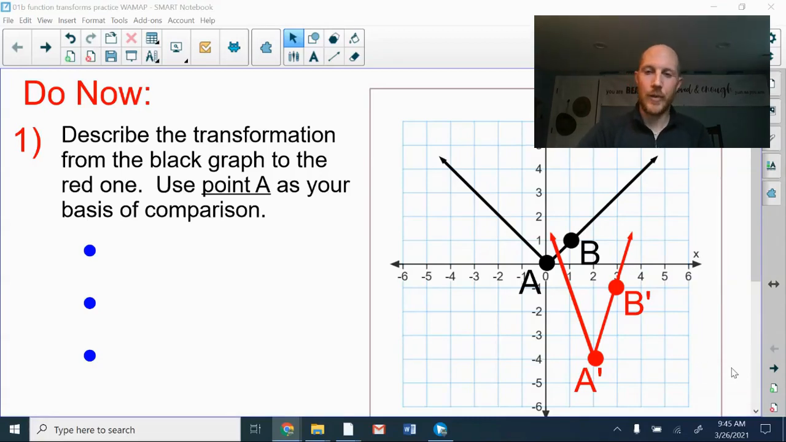We're going to describe the transformation from that black function graph to the red function graph. We want to focus our attention on point A as our basis of comparison, from the black point A to the red point A prime. Three things we're looking for, so be as specific as possible. Ready, go.